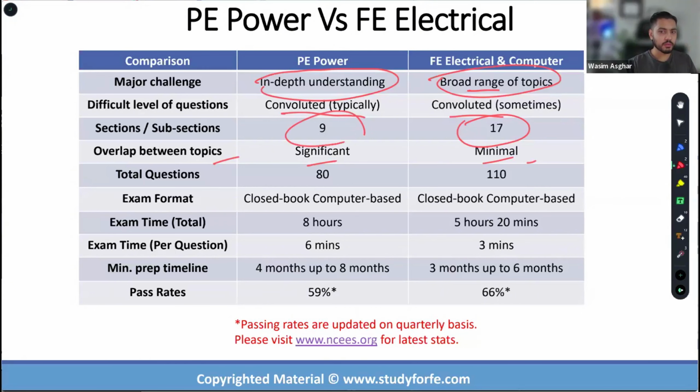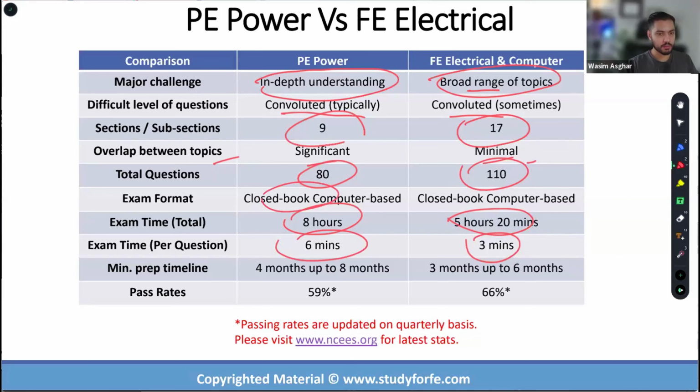In terms of the number of questions, we have 110 questions, which we are supposed to do in 5 hours and 20 minutes for the FE electrical and computer exam, leaving you with just 3 minutes per question. Compare this to the PE Power exam, where you have 80 questions, which you can do in 8 hours, and that translates into 6 minutes per question. So time is not necessarily as big of an issue on the PE Power exam as it is on the FE electrical and computer exam.